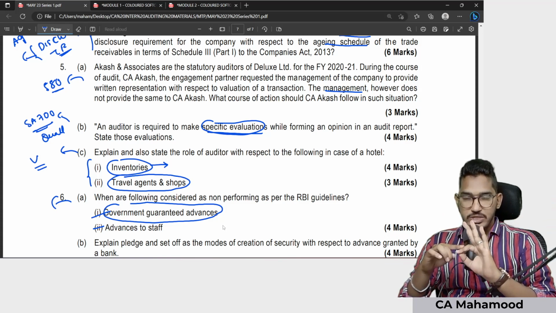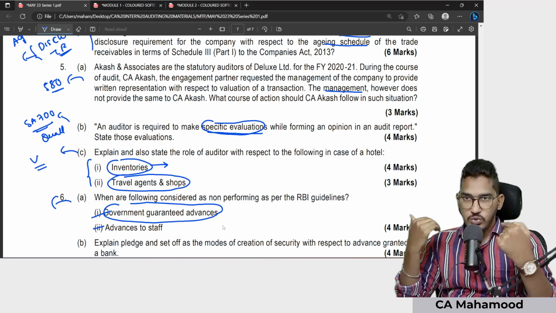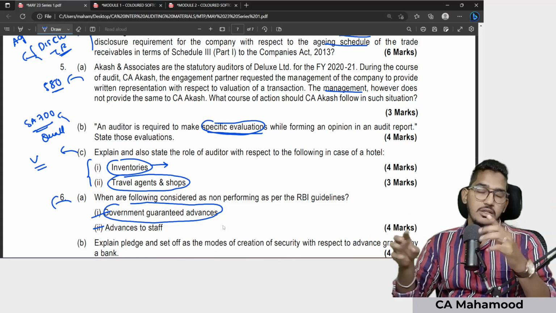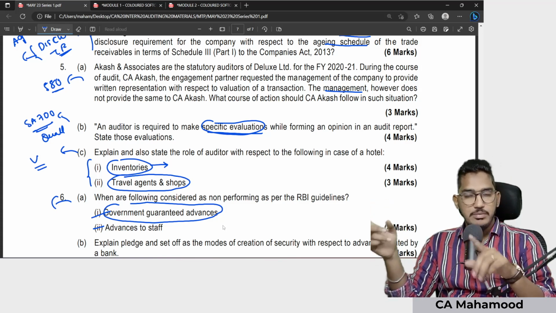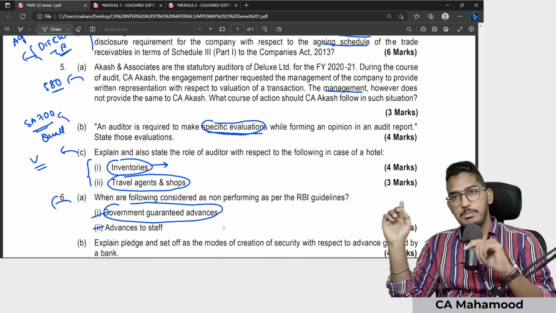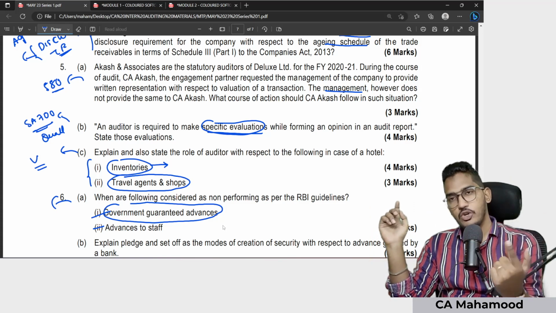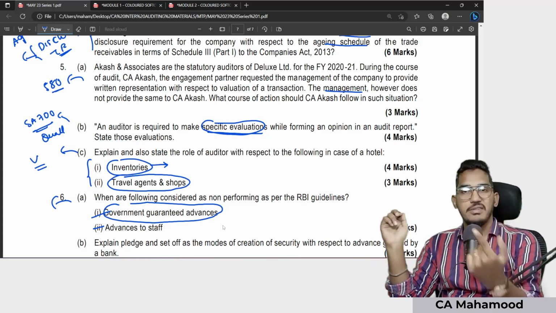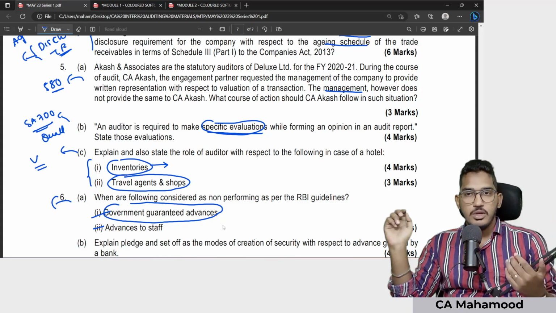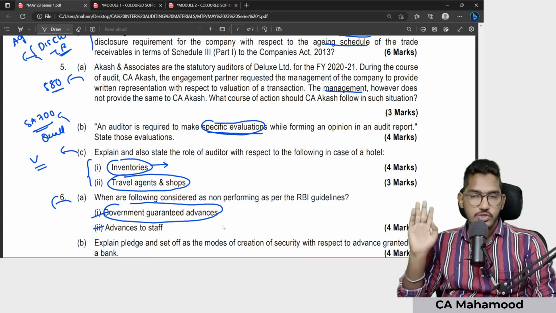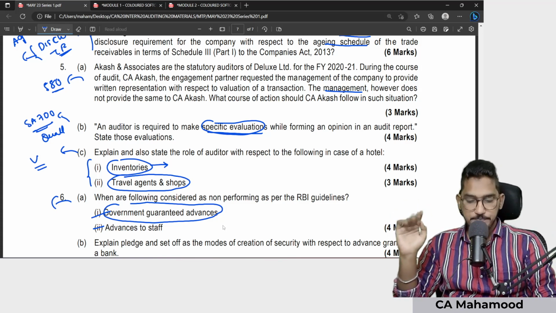Now coming to advances to staff. See, if the banker is giving the loan to the staff in the capacity of a banker, no special NPA norms will be applicable. Whatever normal NPA norms are applicable for normal customers, the same NPA norms will be applicable even when the loan is given to staff. So this you are supposed to write. These 2 points you are supposed to explain in a detailed manner.